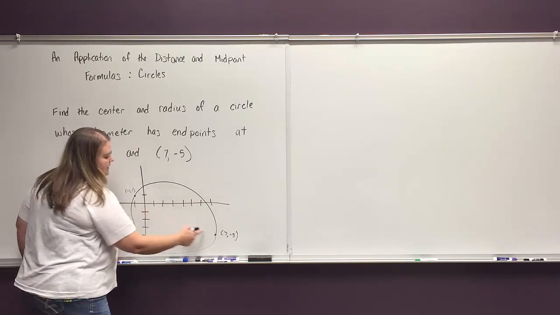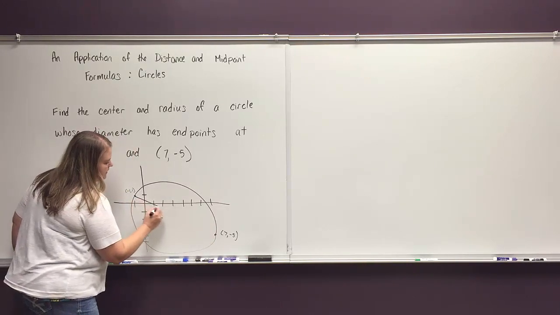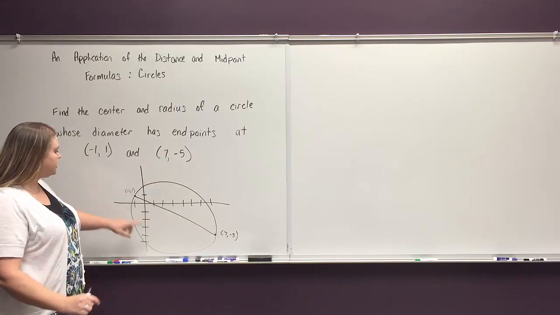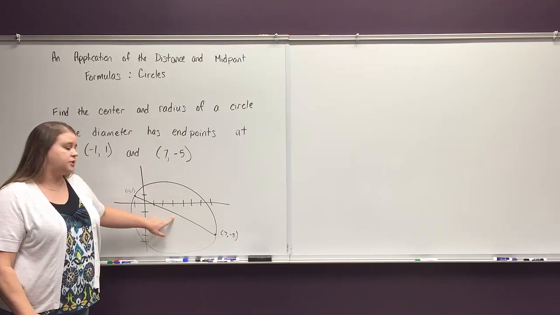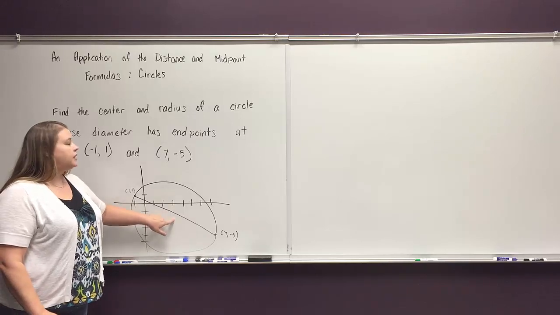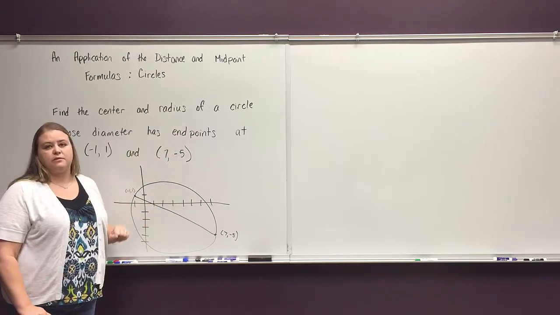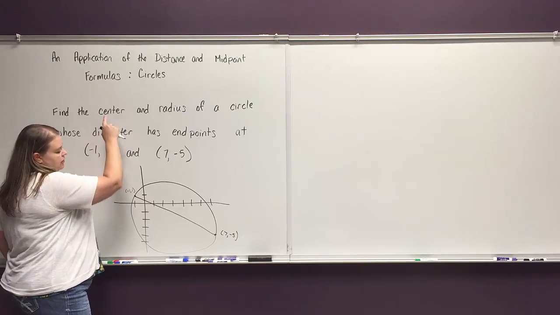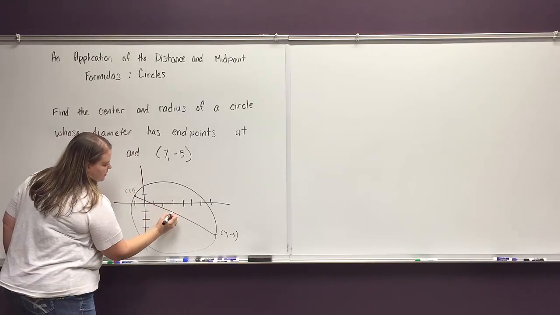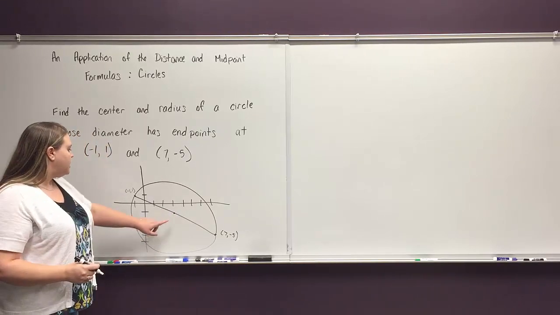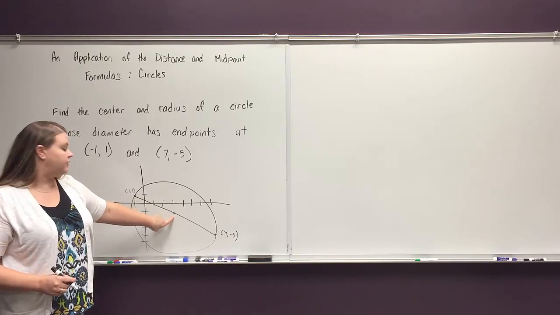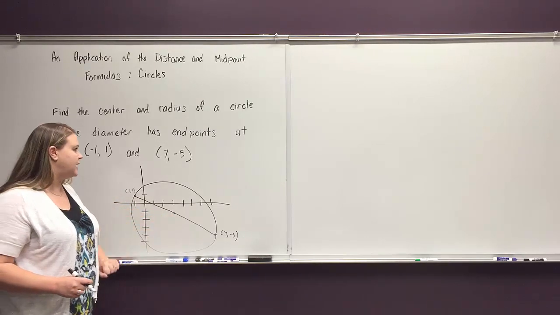And the line segment connecting these 2 points should be the diameter of our circle. Remember, the diameter goes all the way across the circle. It goes through the center of our circle. And the diameter is twice the distance of the radius, which is what we're looking for. So we can first find the center of our circle. We know that our diameter should go through the center of our circle, so we can find the center by finding the midpoint of this diameter, this line segment.